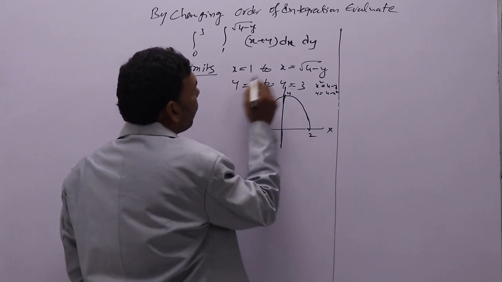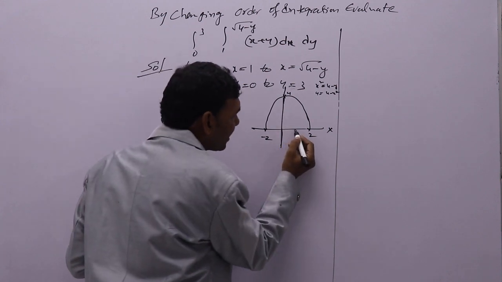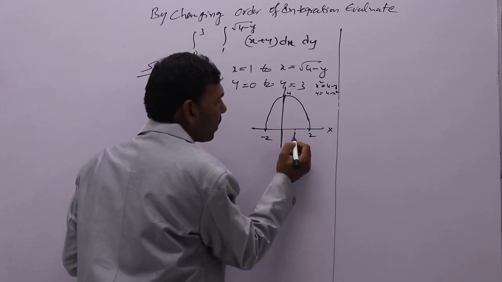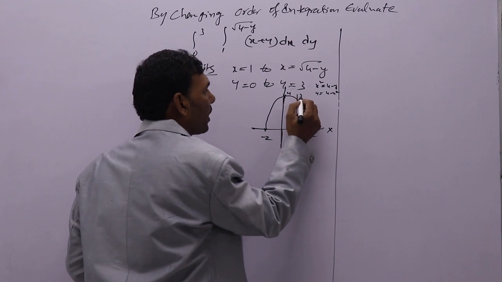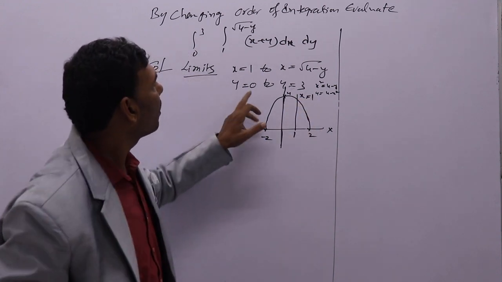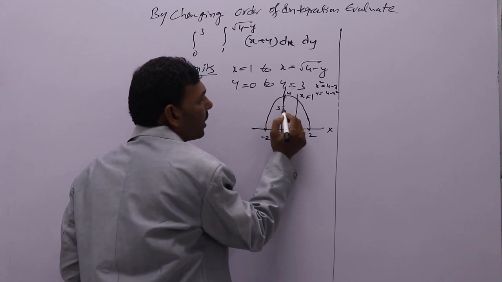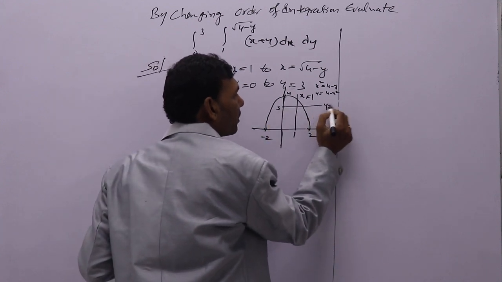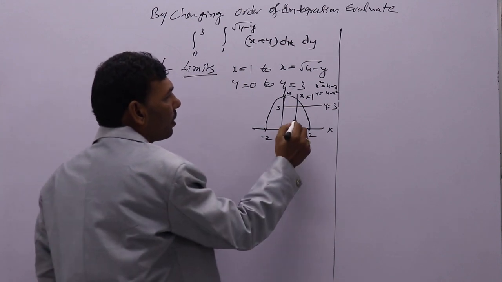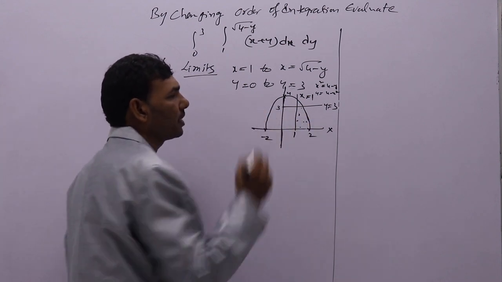Now, one more line we need to draw. On the x-axis we need to draw at 1 unit. This is 1, the x equal to 1 line. And the y equal to 3 line. If it is 4, approximately 3 will be here. Here you need to draw a line which is the y equal to 3 line. Now this is the combined region.